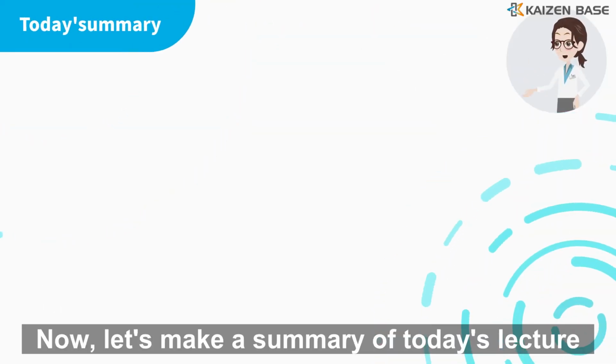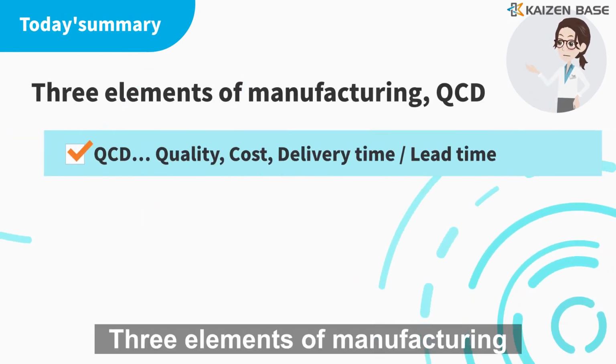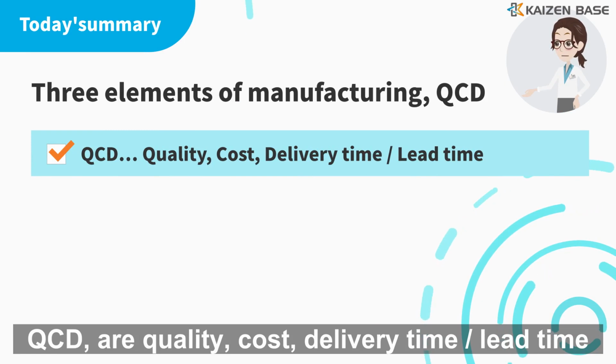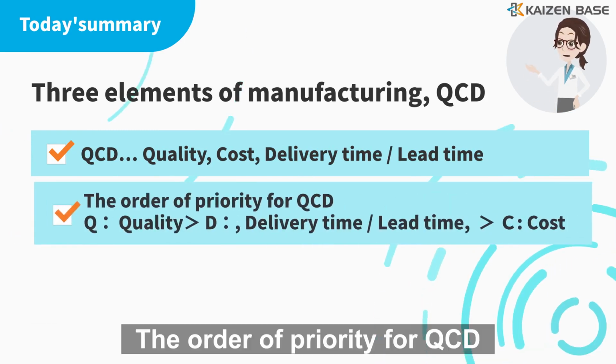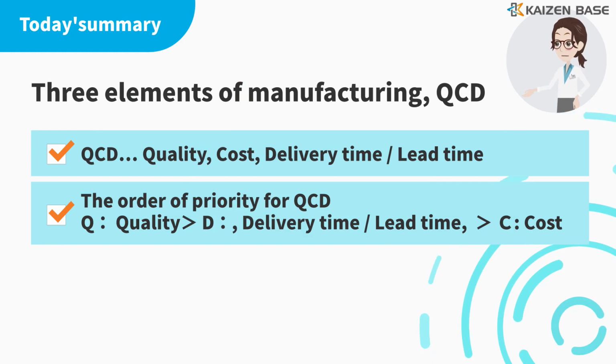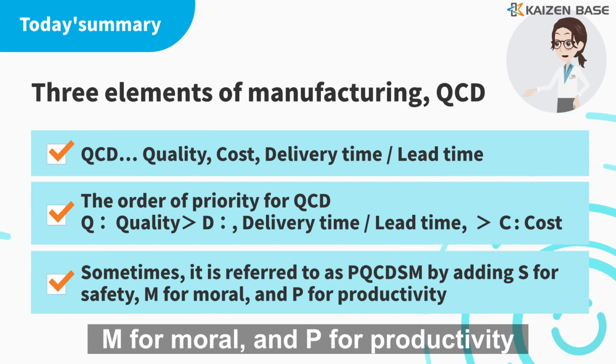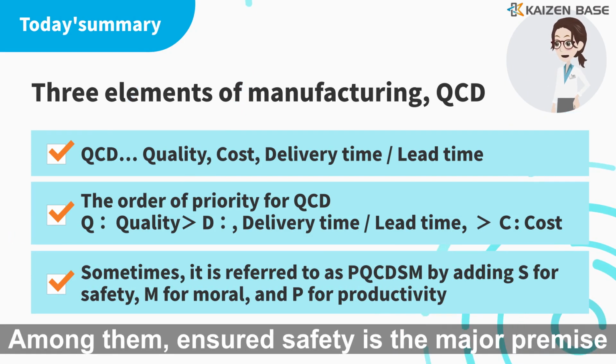Now, let's make a summary of today's lecture. The three elements of manufacturing, QCD, are quality, cost, and delivery time/lead time. The order of priority for QCD is quality, delivery time/lead time, and cost. Sometimes, it is referred to as PQCDSM by adding S for safety, M for morale, and P for productivity. Among them, ensured safety is the major premise.